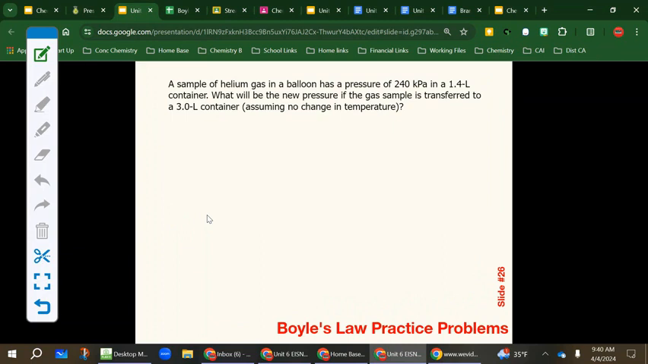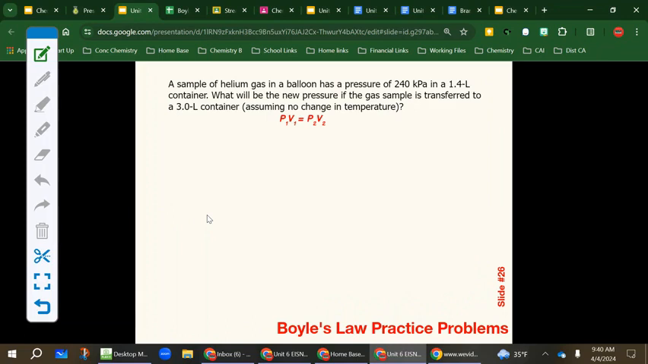Liters represents volume. What will be the new pressure if the gas sample is transferred to a 3.0 liter container? Assuming no change in temperature, and also, even though it does not say it, assuming no change in the amount of gas. So now we are going to set up a Boyle's law problem. We are going to use P1 times V1 is equal to P2 times V2.